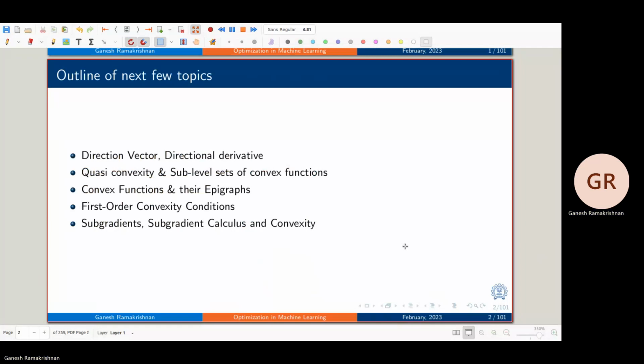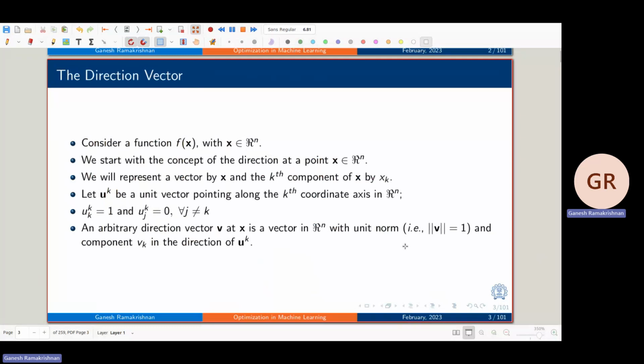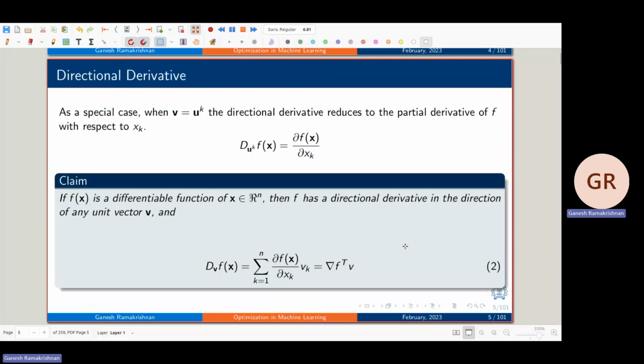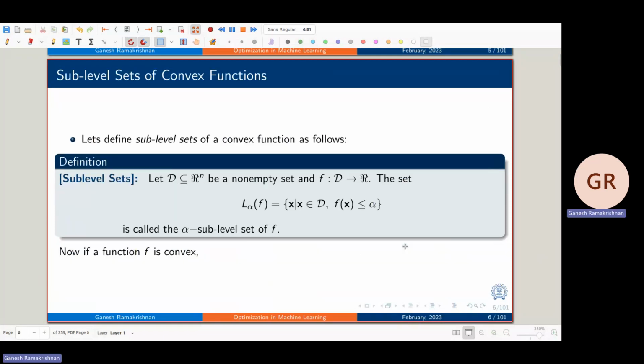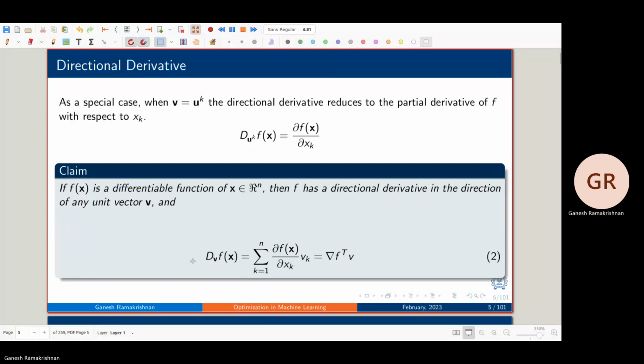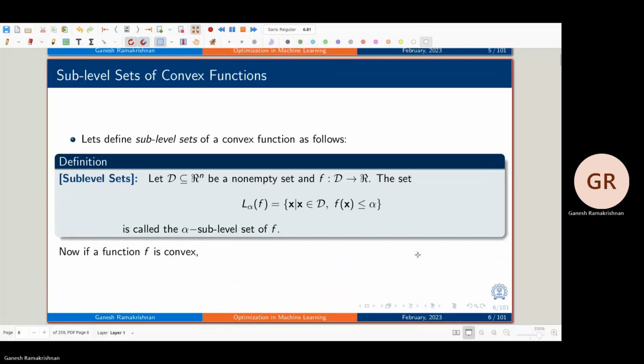We talked about the direction vector, right? It was a recap, and the directional derivative on the gradient. We talked about the directional derivative along a vector v, which is the dot product of the gradient at that point with vector v itself. Then we went to the notion of a sublevel set. So how is all this coming together?